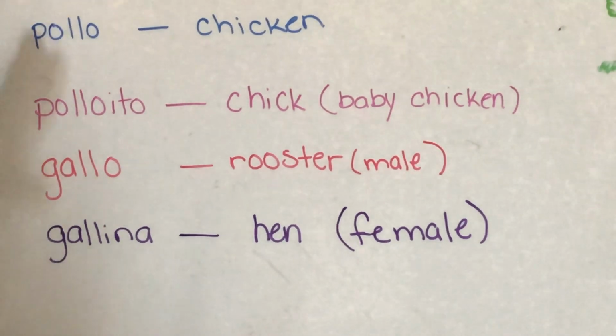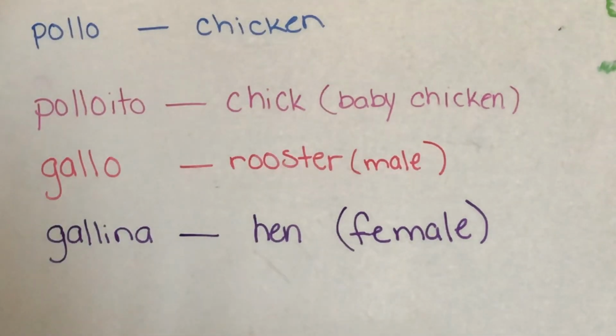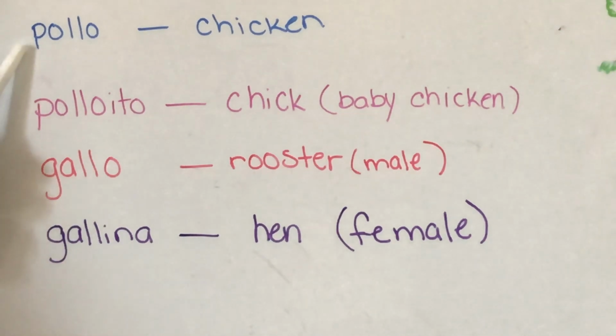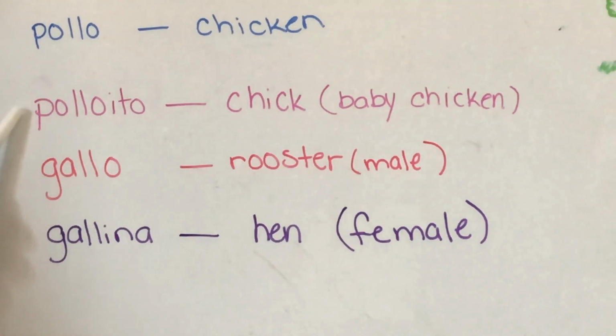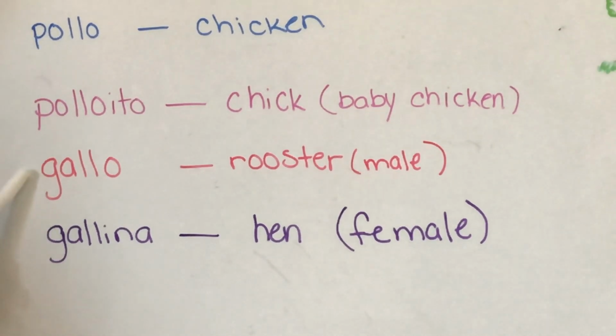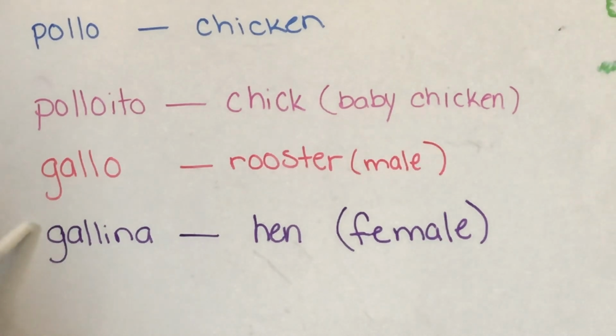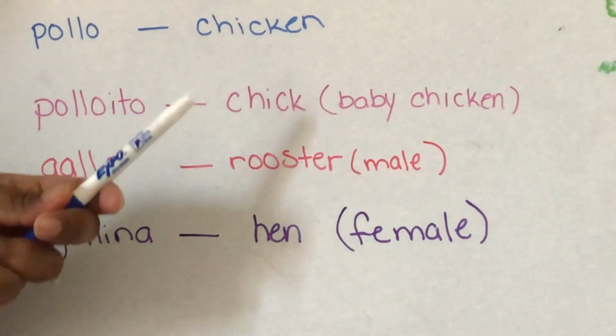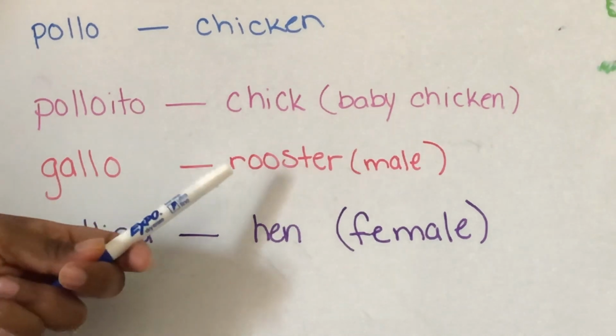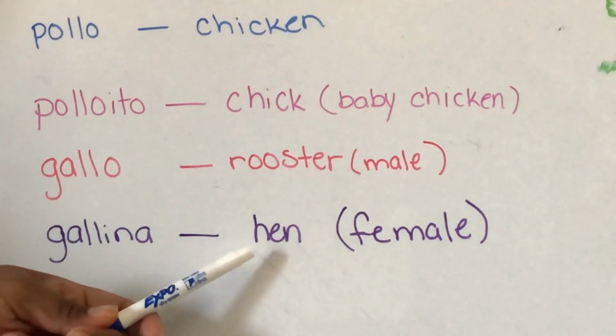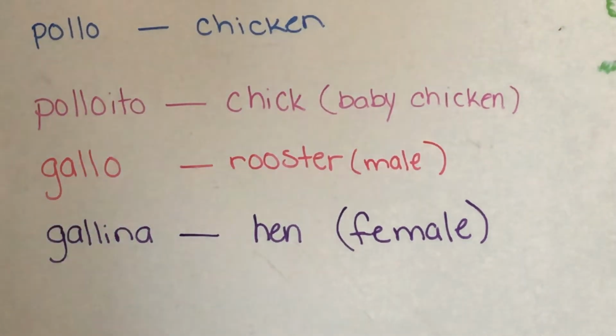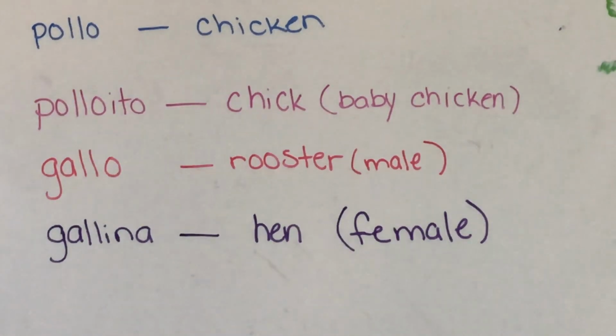So let's go over the words in Spanish and then again in English by itself. Pollo, pollito, gallo, gallina. Chicken, chick, rooster, and hen. Good job, guys. By the end of the week, you guys are gonna learn them.